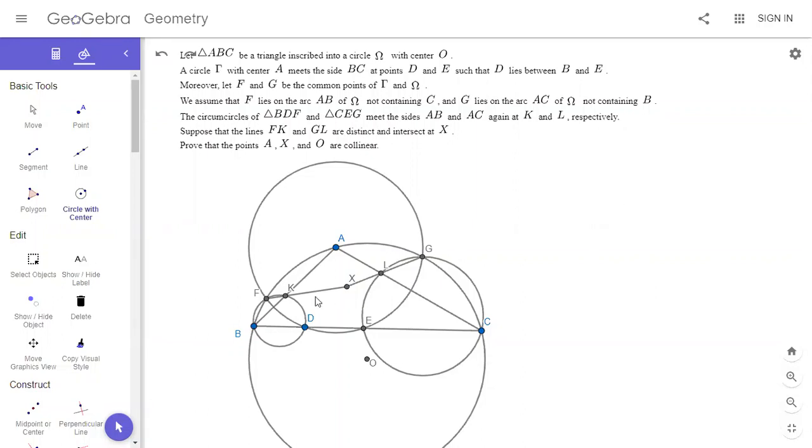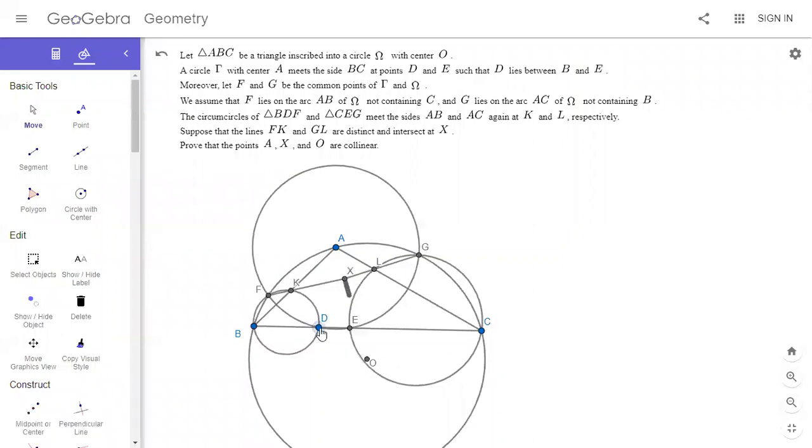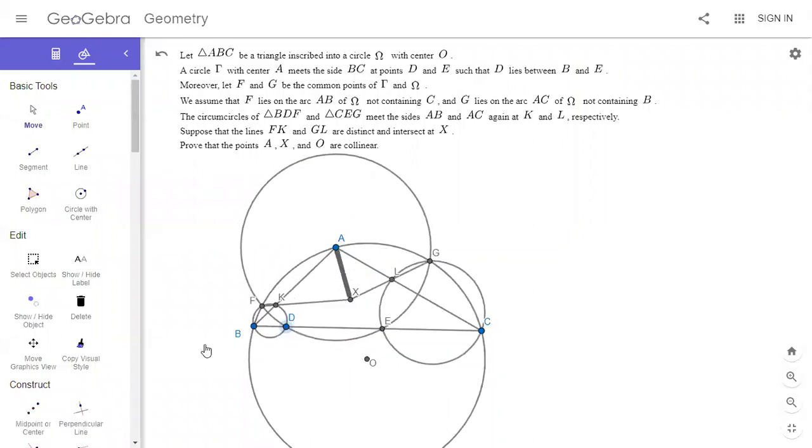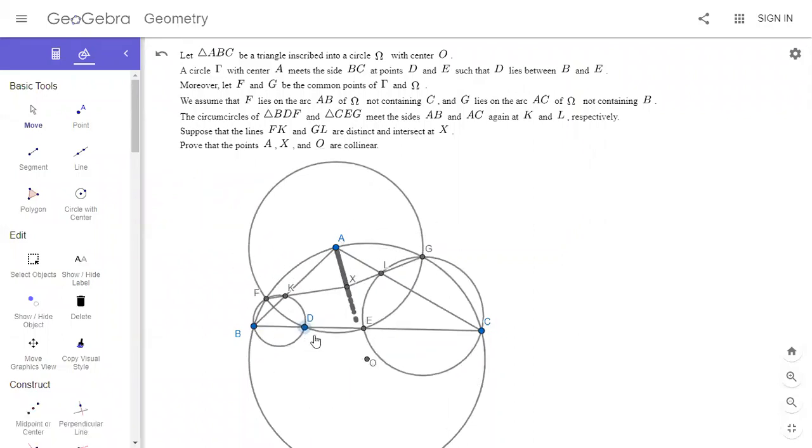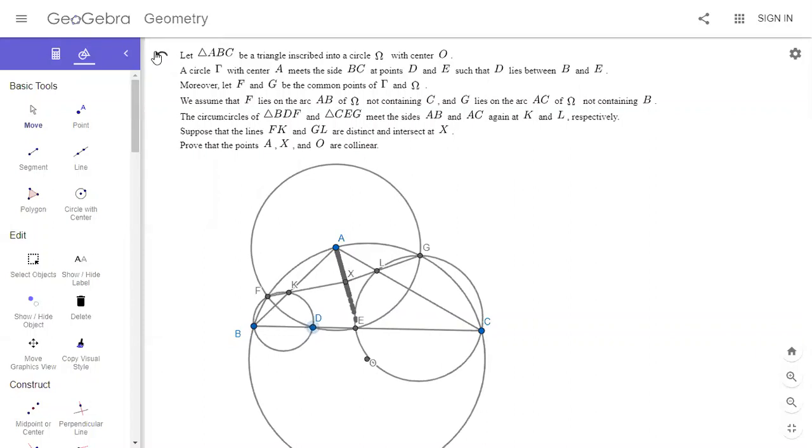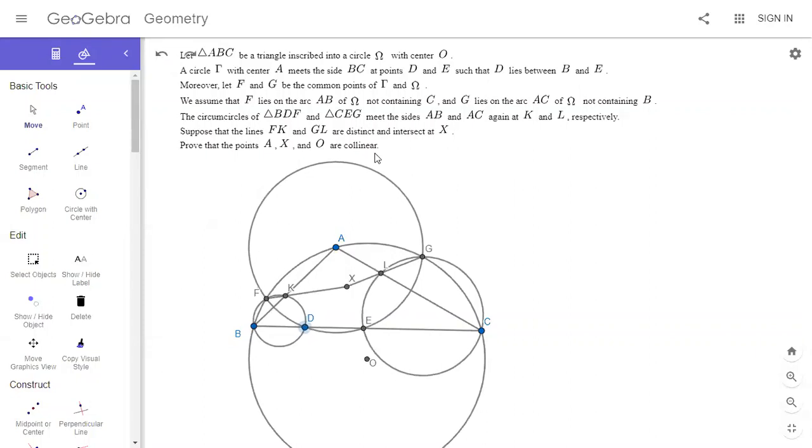So how do we show this? I think X has to lie on a line, so I'm going to cheat a little bit here, but I'm going to show the trace of X. Oh, well, yeah, it has to lie on the line AO, if the problem is true. But yeah, we want to show the ratio of the powers of X with respect to those two circles is XK over XL.